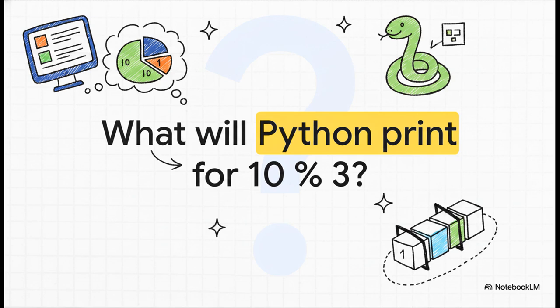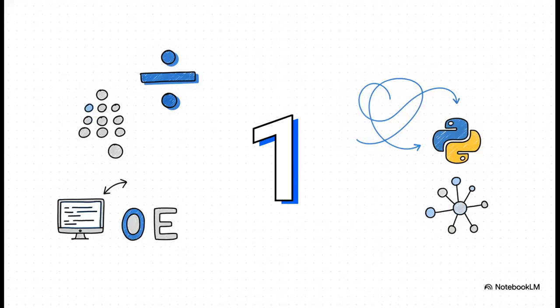Pause and think about it for a second. Remember, modulus doesn't ask for the divided result, it is strictly looking for the remainder. Spot on. The answer is 1. 10 divided by 3 is 9, which leaves a remainder of exactly 1. If you caught that, you already understand how to find remainders.